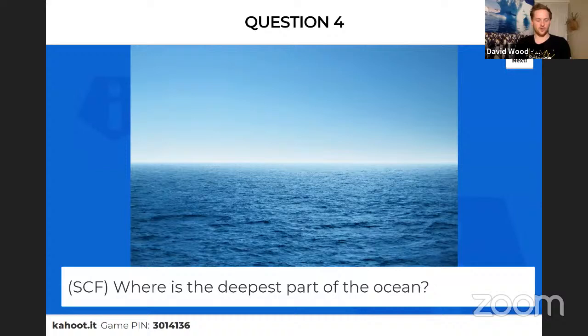Question four, and again, this is another science communication fellow submitted question, so the points are double. Where is the deepest part of the ocean? Points are doubled.